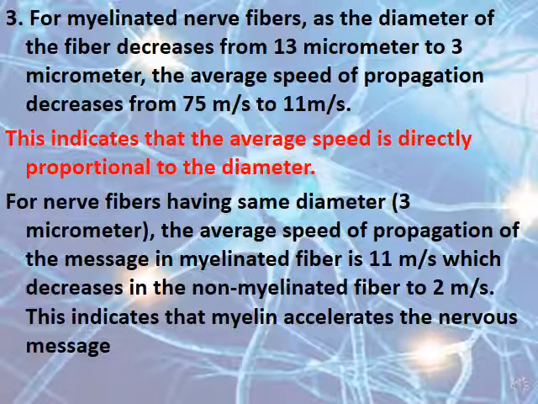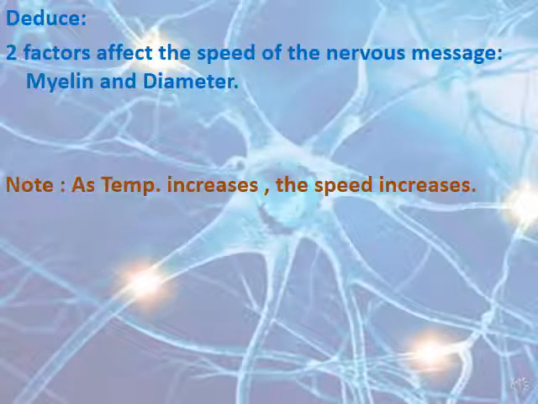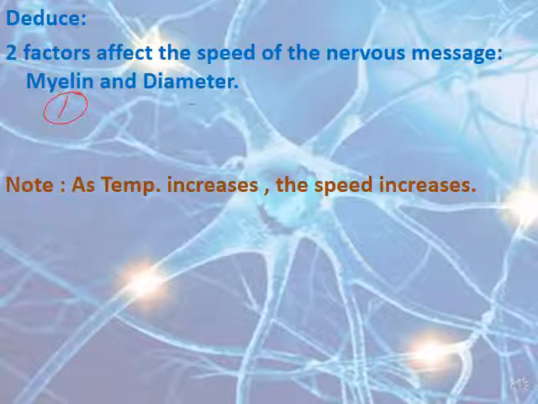For nerve fiber having diameter 3 micrometer, the average speed in myelinated fiber is 11 meter per second, which decreases in the non-myelinated nerve fiber to 2 meter per second. So here we have another factor. Myelin accelerates. What is the meaning of accelerate the nervous message? It makes it faster. So till now we have 2 factors that affect the speed of propagation of the nervous message: we have myelin, and we have diameter. So deduce 2 factors affect the speed. Number 1, myelin. Number 2, diameter.